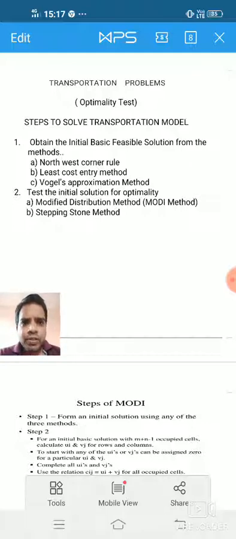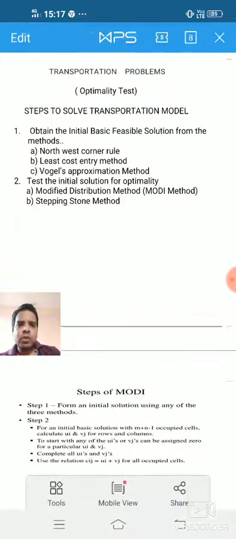In the previous video lecture, we discussed how to calculate the transportation cost by using the northwest corner rule, least cost entry method and Oza's approximations method. Now, after finding the transportation cost, we need to carry out the optimality test to check whether that transportation cost is the optimum cost or not. That we are going to find out by using the optimality test.